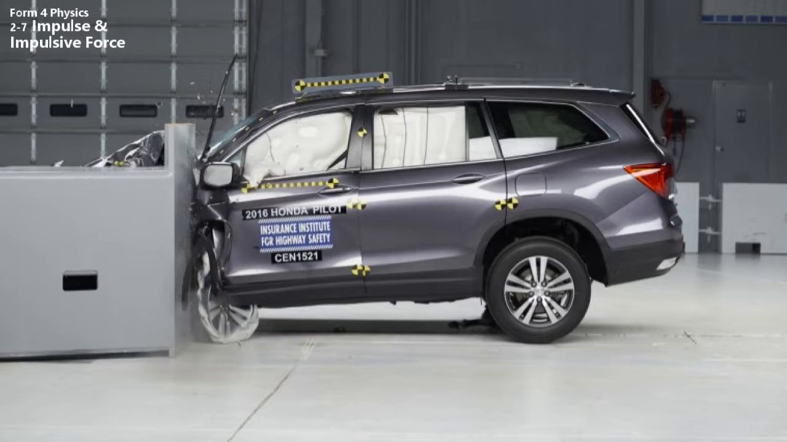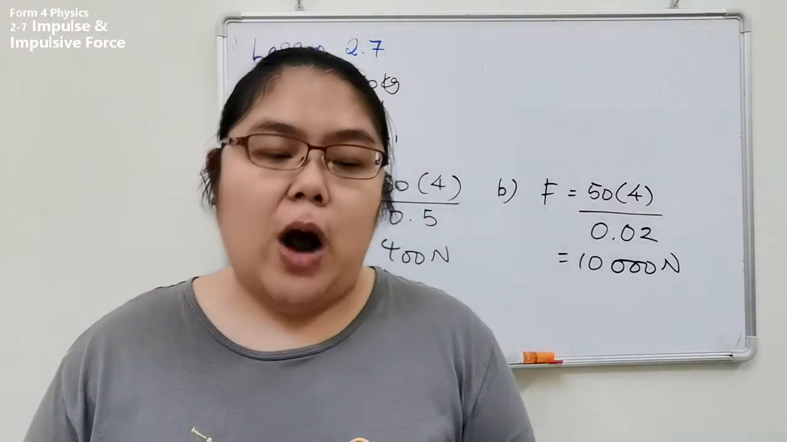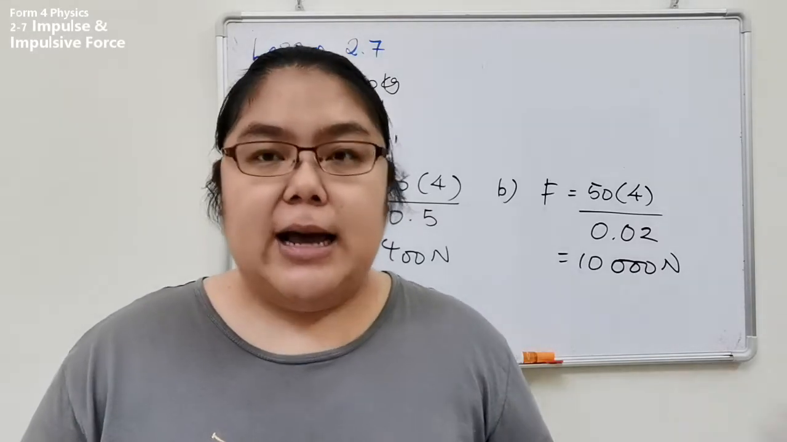So that means the driver can reduce the injury, because the impulsive force becomes less. So does everyone understand? This is some example of how to reduce the impulsive force. Okay, now we go and see the other part.